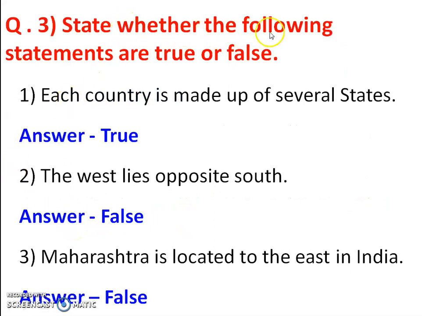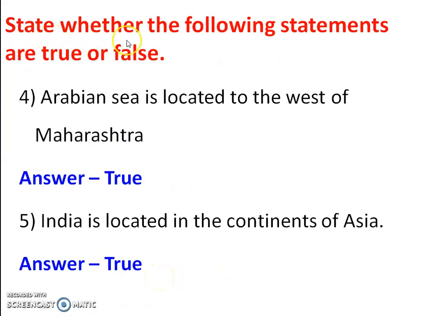Question number 3. State whether the following statements are true or false. First, each country is made up of several states. Answer is true. Second, the west lies opposite to south. Answer is false because west lies opposite to east. Number 3. Maharashtra is located to the east in India. Answer: false because Maharashtra is located in the west in India. Number 4. Arabian Sea is located to the west of Maharashtra. Answer is true. Number 5. India is located in the continent of Asia. Answer is true.